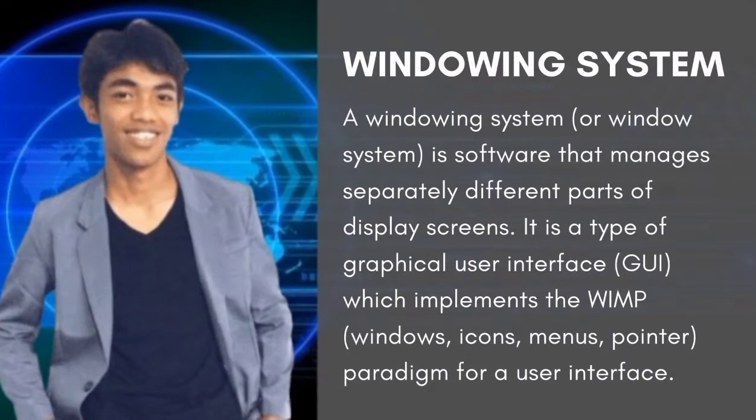And last is the windowing system. It is the software that manages separately different parts of the display screen. It is a type of graphical user interface, or the GUI, which implements the WIMP, or the windows, icons, menus, and pointer paradigm for a user interface.